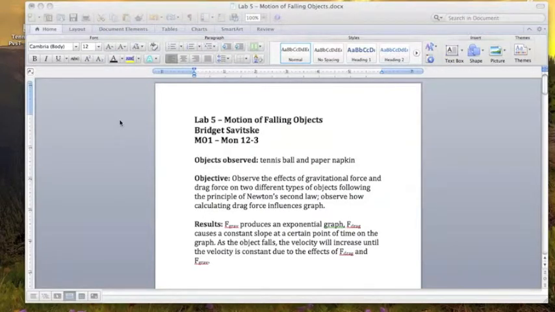Today we'll observe a tennis ball and a paper napkin falling. Our objective was to observe the effects of gravitational force and drag force on these objects, following the principle of Newton's second law. The result was that the gravitational force produces an exponential graph and drag force produces a constant slope at a certain point in time when you factor it in.